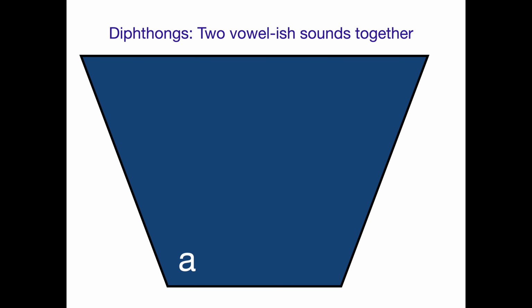Diphthongs are sounds we actually use quite a lot in English, and they're basically two vowel-ish sounds, you'll see what I mean by ish, smushed together really quick. And so once again we have this shape which schematically more or less represents your mouth and your vocal tract. So this is the front of the mouth versus the back of the mouth. This is the bottom where your tongue might be versus the top, right?